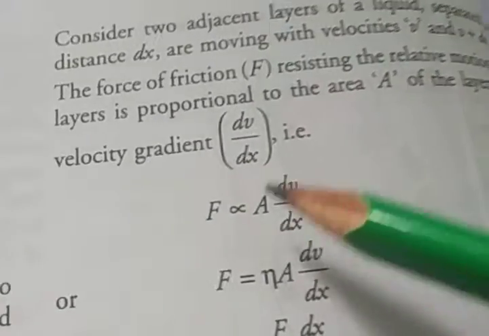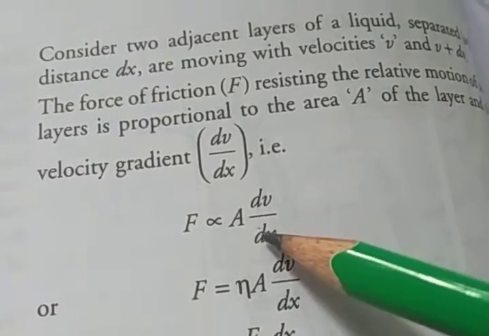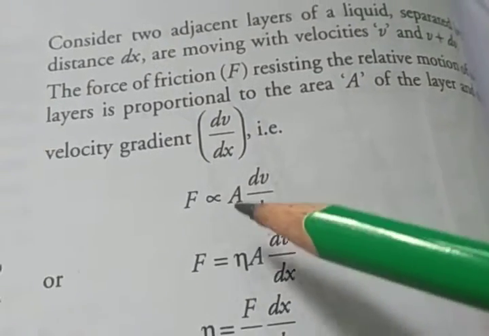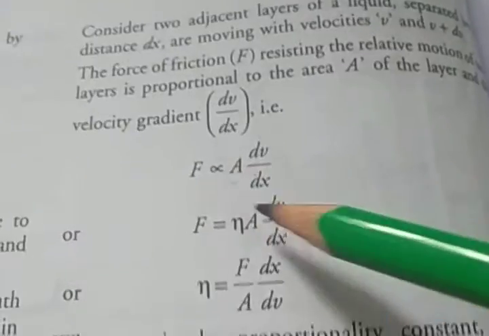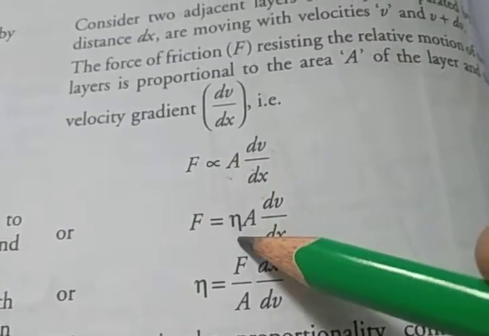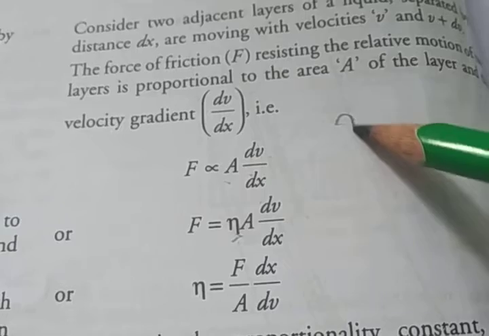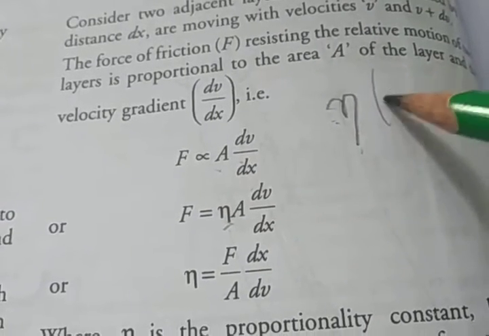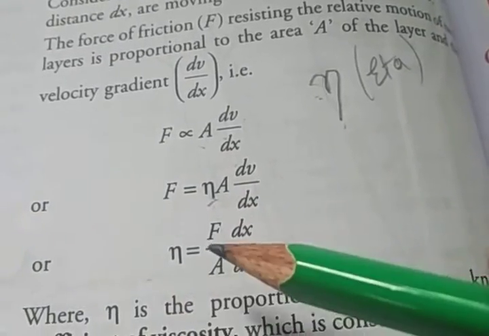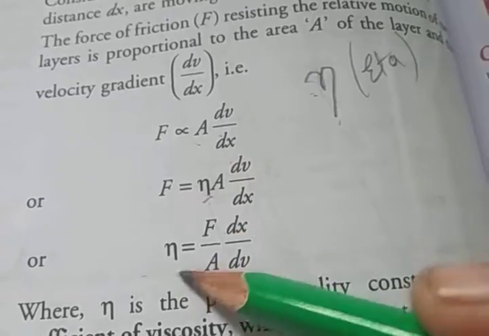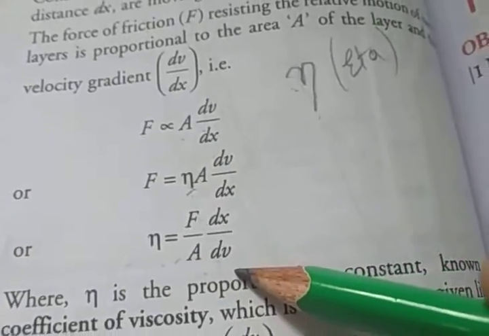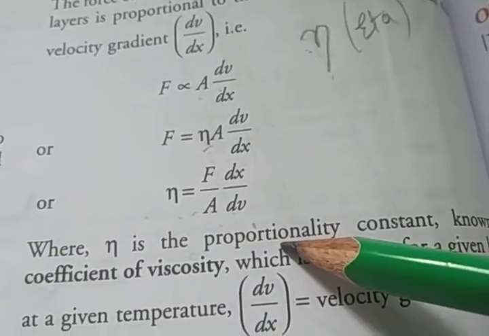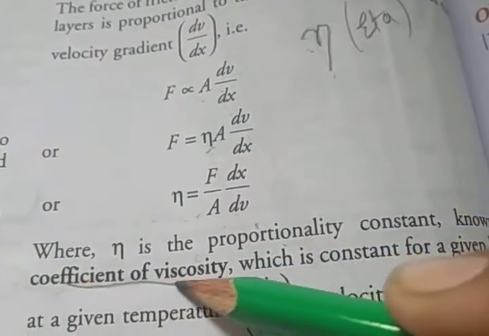Clear? So here force F is directly proportional to A dV upon dx. The proportionality sign is removed, so a proportionality constant comes in, eta, denoted this way. Eta goes to the left-hand side, so eta is equal to F upon A dV upon dx. Eta is the proportionality constant, and we call it the coefficient of viscosity.